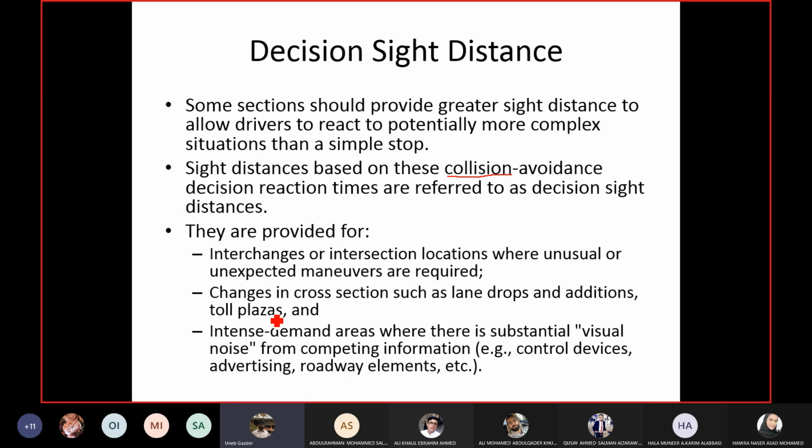And then there are locations which are intense demand areas, intense demand in terms of distraction to the driver. Within the field of vision of the driver, there are too many things, too many objects. Or he is just getting distracted because of something else. For example, distraction nowadays is very common because of mobile phones.